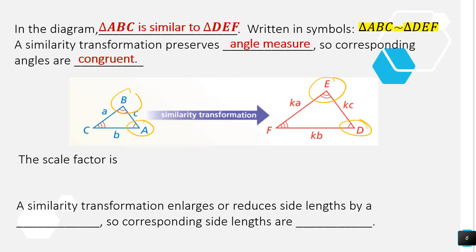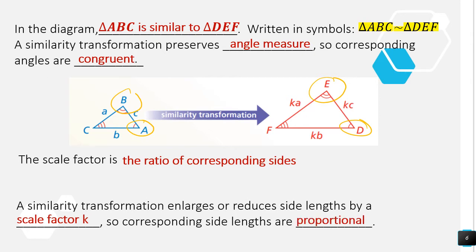Now, what is scale factor? Scale factor is the ratio of the corresponding sides. You do need to be cautious of whether you're looking at an enlargement or a reduction, and we will talk more about that on a future slide. So in a similarity transformation, it enlarges or reduces the side length by a scale factor of k. So corresponding side lengths are going to be proportional.